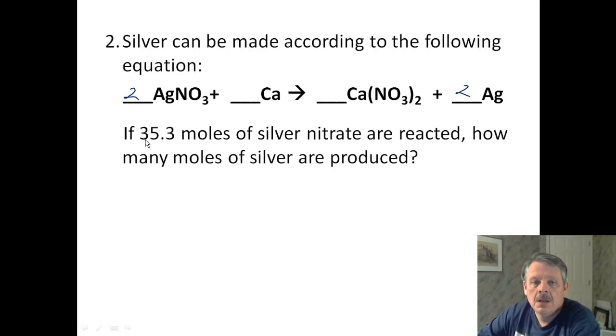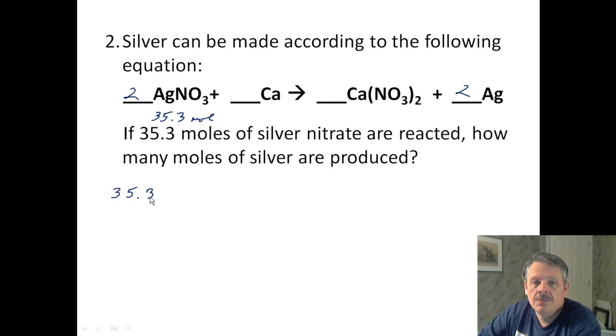Alright, so now I have a balanced chemical equation, and I have 35.3 moles of silver nitrate. And how many moles of silver are produced? Well, you'll notice I have a 2 to 2 relationship. So that should mean the same, right? So let's try it to make sure.